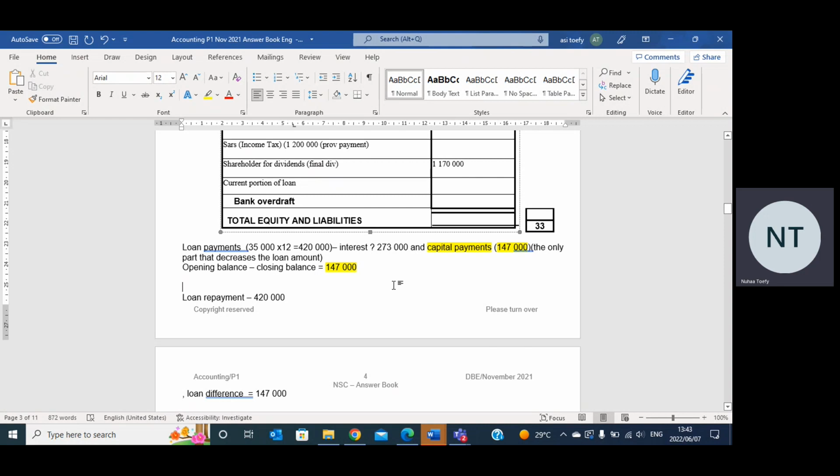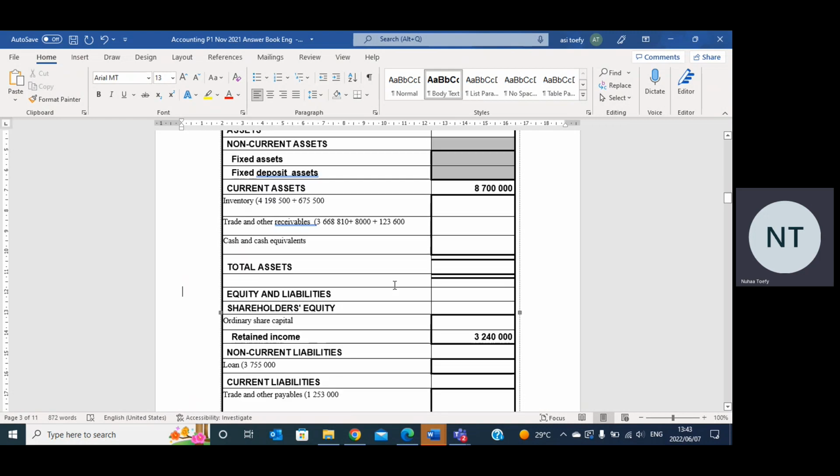They also say capitalized interest. If you read information II, it says capitalized interest. So I know I need to go to my loan closing balance, and I need to add on capitalized interest of 273,000. Does that make sense? Everyone okay with that?